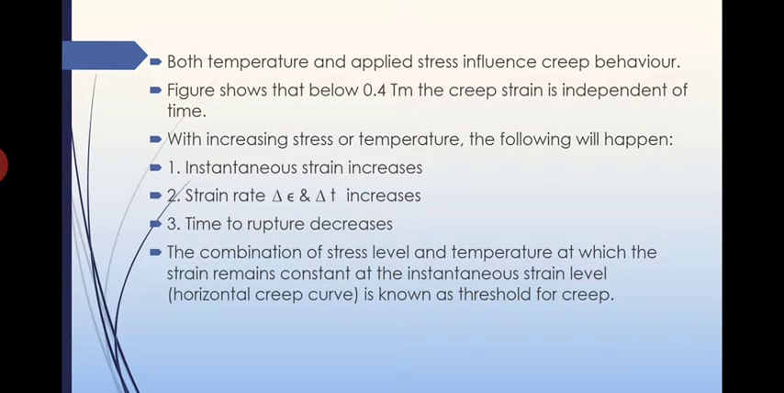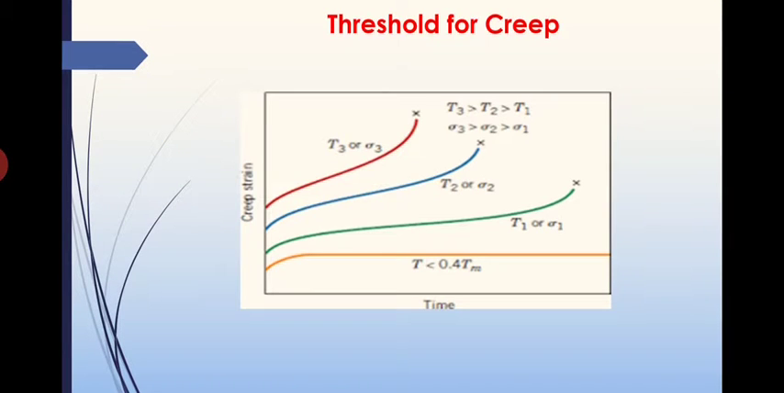Both temperature and applied stress influence the creep behavior. That we have already seen. See, as the temperature and stress are increasing, the fracture point is reached at lesser time; within a shorter time interval, fracture will take place. If the temperature is very low, it will not fracture at all. If the combination of stress and temperature is T1 and sigma 1, then the material will withstand that same stress for a long time.